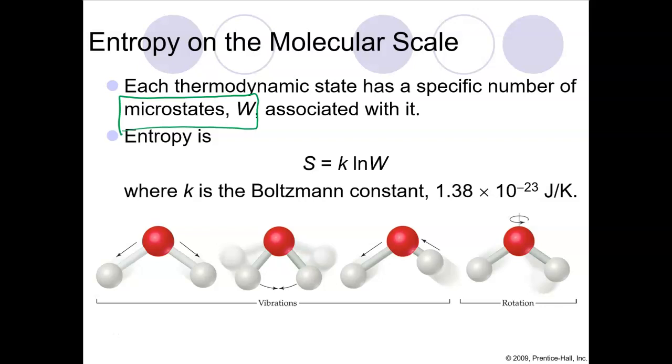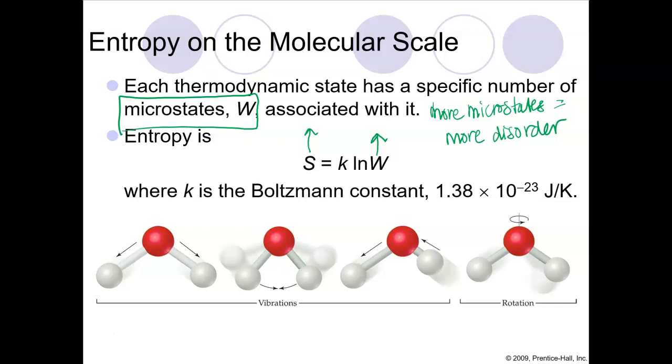So if we think about W, if the number in W gets bigger, think about this equation. If W gets bigger, won't that make delta S bigger? So more microstates gives us more disorder, because the more ways those molecules can arrange themselves, the more pictures I can take of my molecules, the messier it is.